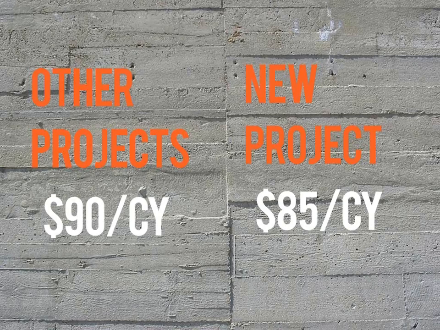So a good project intelligence tool would allow them to pull up a report that compares the cost per cubic yard of concrete purchased recently for other projects in that region. So here, for example, you see on average other projects, $90 per cubic yard. Well, right now, as you're shopping around for the new project, you have $85 per cubic yard. So hey, right now might be a good time to buy.